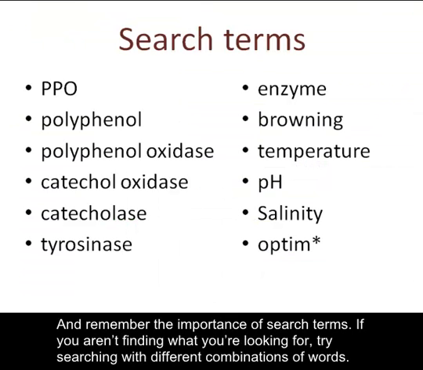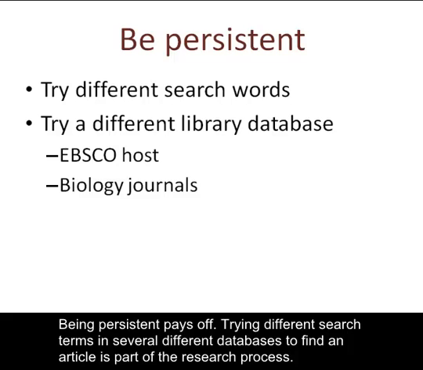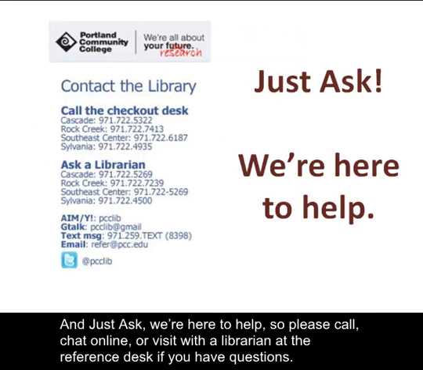And remember the importance of search terms. If you aren't finding what you're looking for, try searching with different words and different combinations of words. And if you get confused or frustrated, you're not alone. Searching for research articles that fit your assignment takes practice and time. Being persistent pays off. Trying different search terms in several different databases to find an article is part of the research process. And just ask.